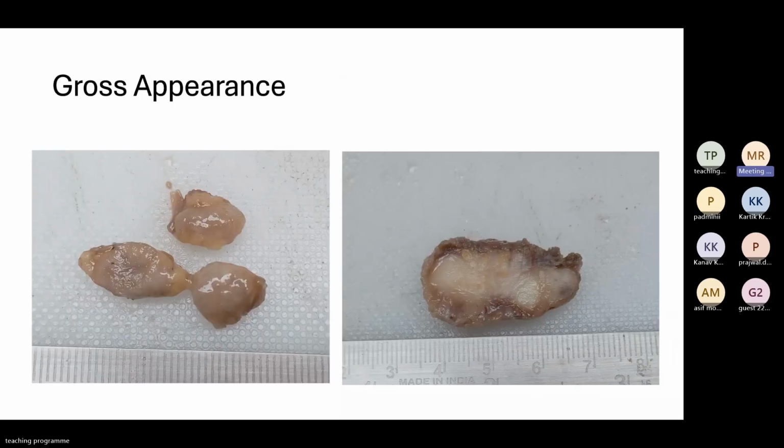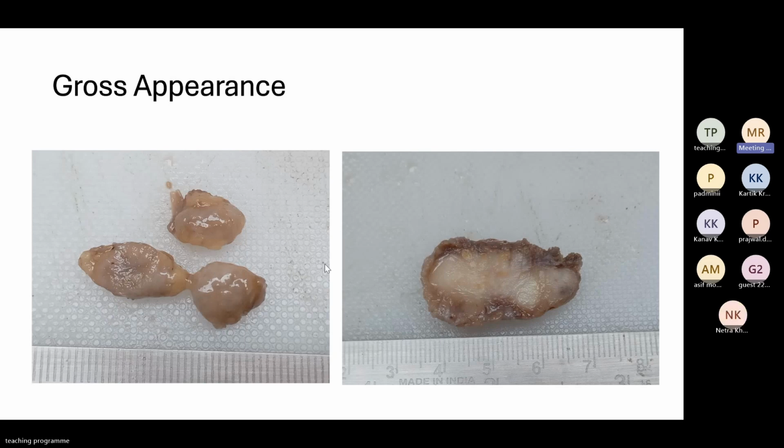So these are a few of the gross appearances of lymph nodes. This is after fixation. You can see a translucent, shiny lymph node, with a brownish tinge to it. After fixation, the brownish tinge reduces a bit. And this is the cut surface of an involved lymph node. As you can see, it has become opaque, whitish, and it feels firm. The usual lymph nodes are soft in consistency.